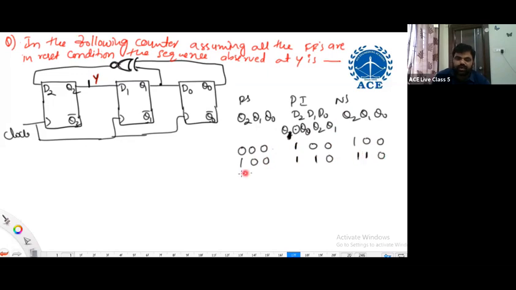1, 1, 0. Once again, 1, 1, 0. Then what do we get here? Q1 XNOR Q0 is 0, and Q2 is 1, Q1 is 1. Then what is the next data?